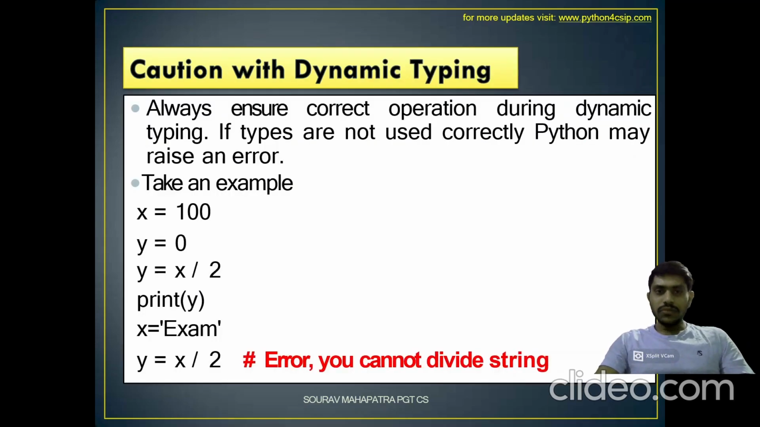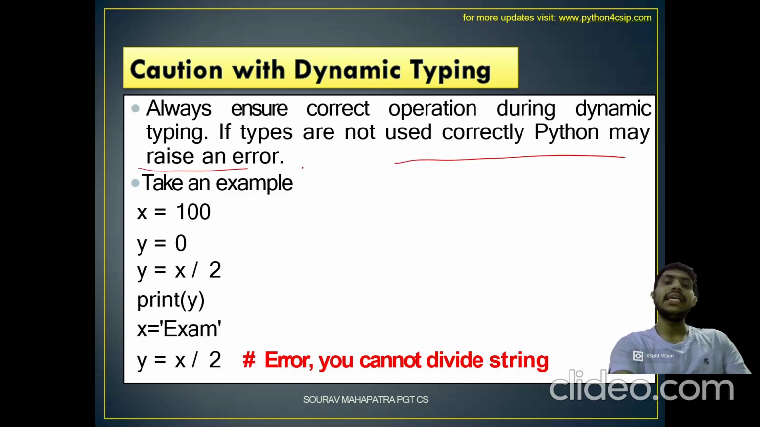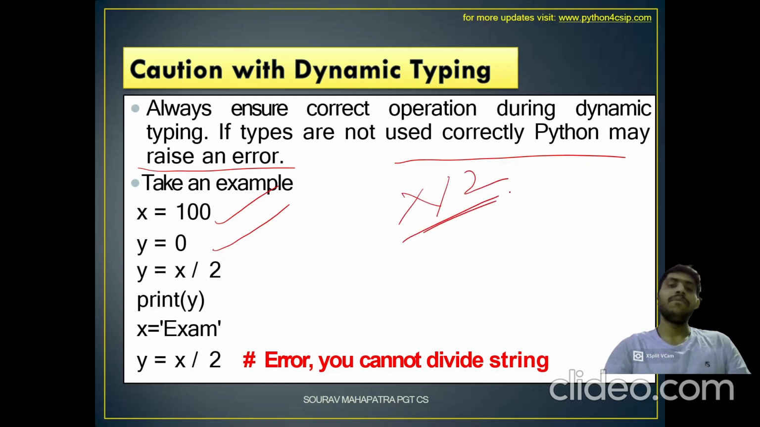So, caution with dynamic typing. Always ensure correct operation during dynamic typing. If types are not used correctly, Python may raise an error. What is that? Suppose you have taken x as 100 and y as 0, then you write y equal to x by 2. Clear? Then you print y, and it will work easily because the x value is 100.